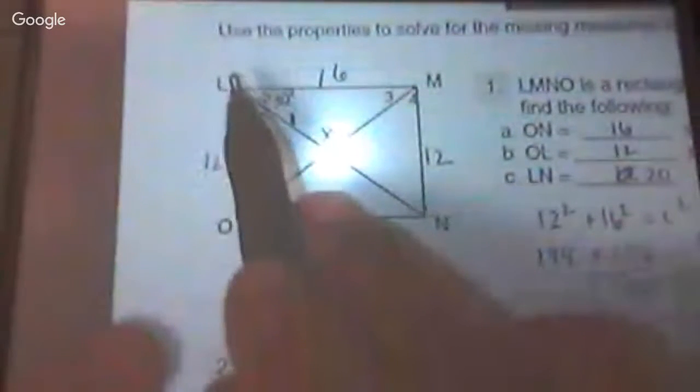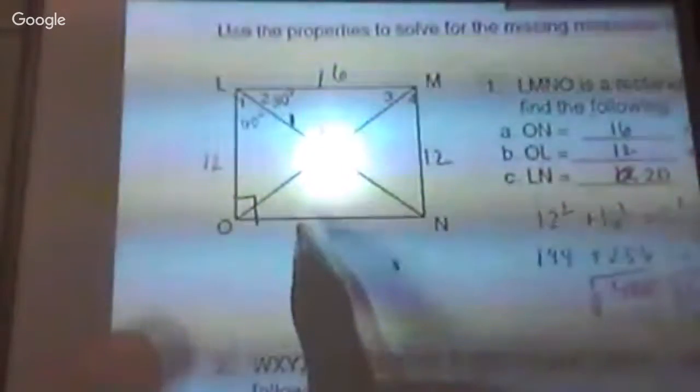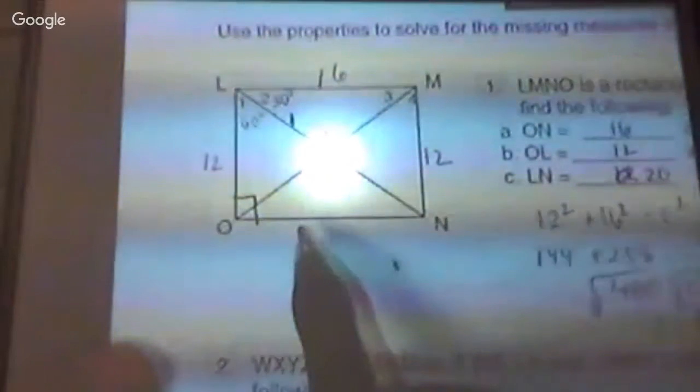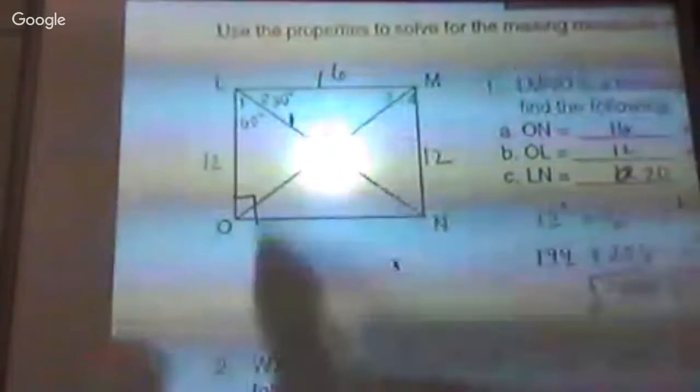Next one, OX. If we already know that the lengths of the diagonals of a rectangle are congruent, then we know if this one's 20, this one is 20, so half of it is 10. So OX for G is 10.